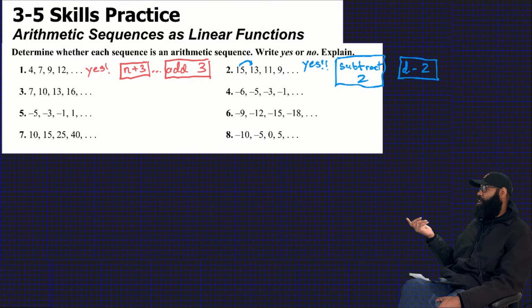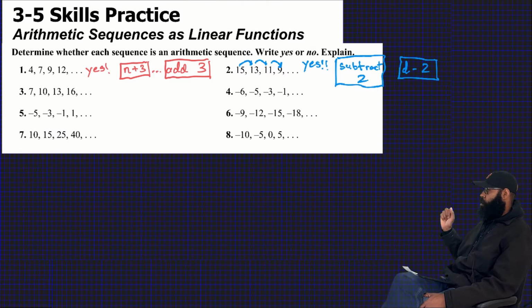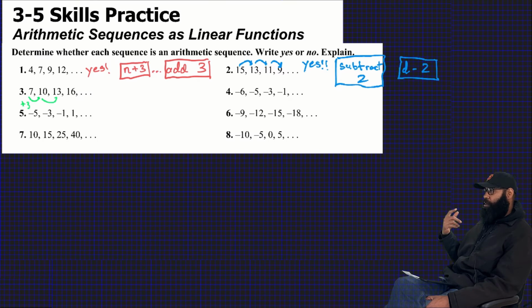So I'm explaining it by saying 15 minus 2, 13 minus 2, 11 minus 2, 9 minus 2, 7 minus 2, 5 minus 2, and even when you get to negatives, you would keep going. So in number 3, it looks like 7 plus 3 is 10, 10 plus 3 is 13, 13 plus 3 is 16. So 16 plus 3, I can tell you the next number in the sequence. So yes, add 3.